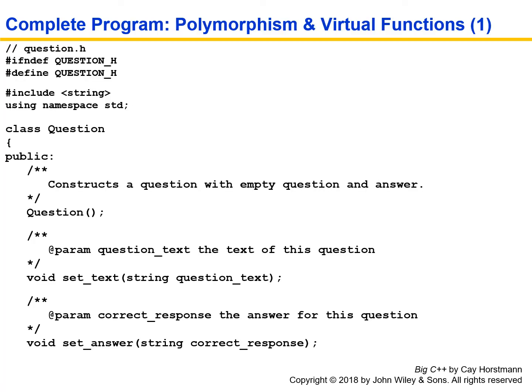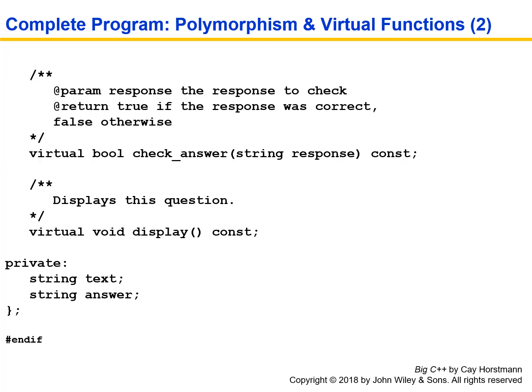So here's our complete program showing the polymorphism. Class question is going to have its own constructor, a set text, a set answer. It's going to have a virtual check answer so that that can be overridden. It's going to have a virtual display so that that can be overridden. And its private data is just going to be a text and an answer.